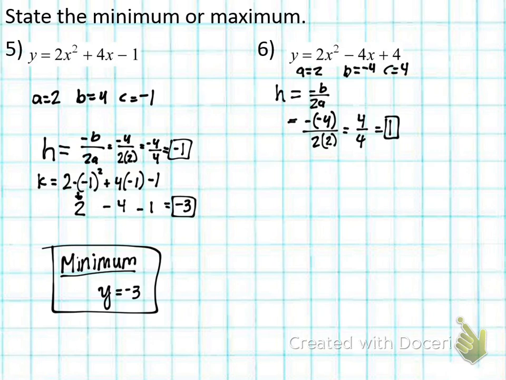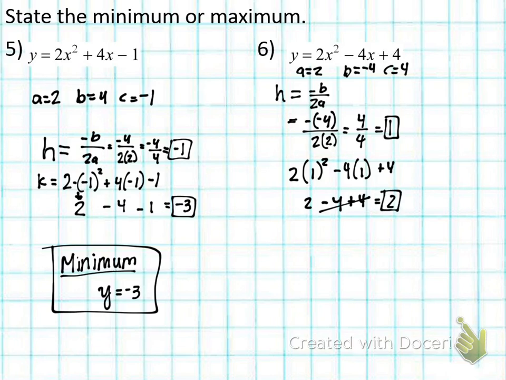To figure out K, you just plug it back in. So we have 2 times 1 squared, minus 4 times 1, plus 4. This is pretty straightforward. 1 squared is 1 times 2 is 2. Negative 4 times 1 is negative 4. Negative 4 plus 4 cancels out because that's 0, right? Which is equal to 2, right?